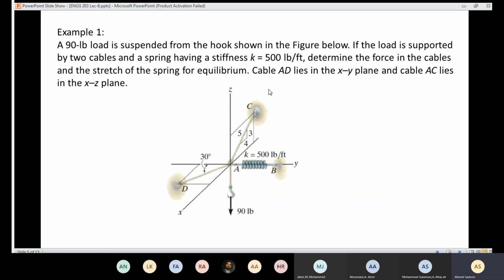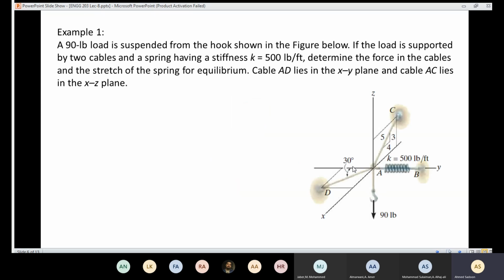So that's the problem, and now we need to solve it. Like we said before, the first step is to draw the free body diagram. I'm going to draw the free body diagram for node A. I'm going to isolate node A from the surroundings, and then see the forces acting on that node.